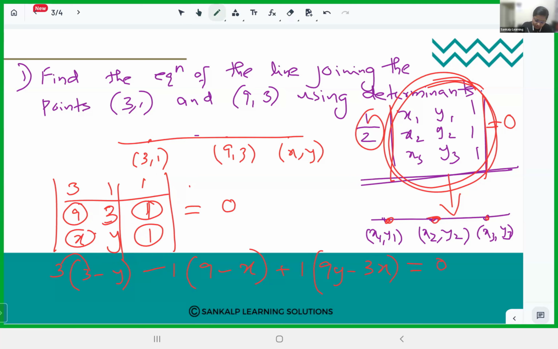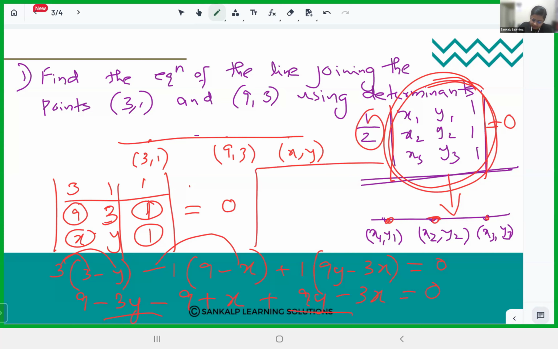Okay, so 3 into 3, then 3 into minus y. 3 into 3 is 9, minus 3 into y is minus 3y. Then minus 1 into 9 is minus 9, minus 1 into minus x is plus x, right? Plus x plus 9y. Then 1 into minus 3x is minus 3x, that is equal to 0. Okay, now 9 minus 9 is 0. And what is remaining here? Minus 3y plus 9y can be written as 6y, right?